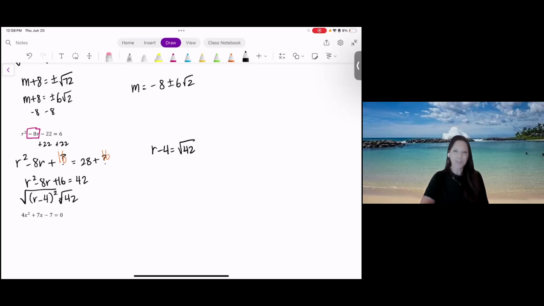42 is 7 times 6. Nothing perfect inside that. I can't simplify that. But I can add, first of all, the plus and minus symbol, and I'm going to add 4 to both sides. r equals 4 plus or minus square root 42. And that's as simplified as I can go.